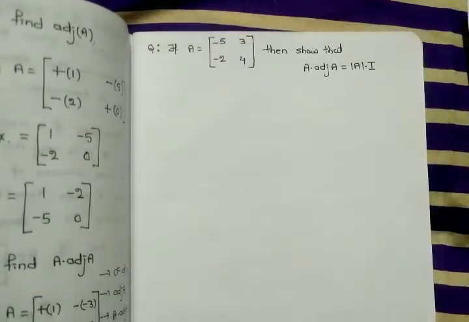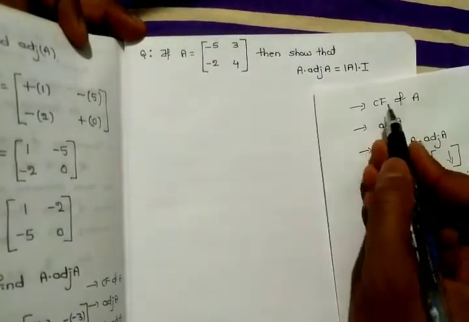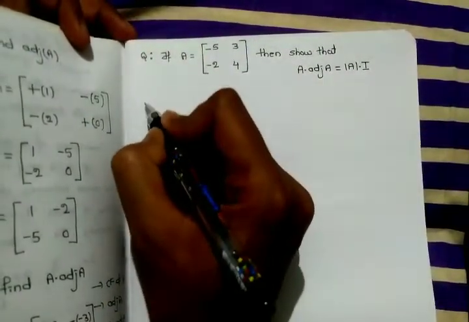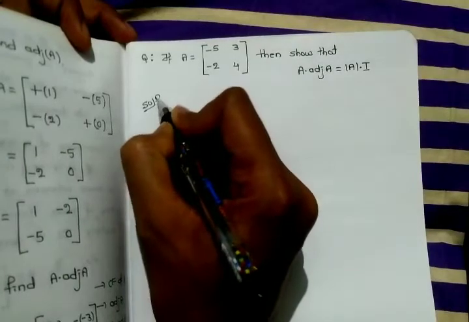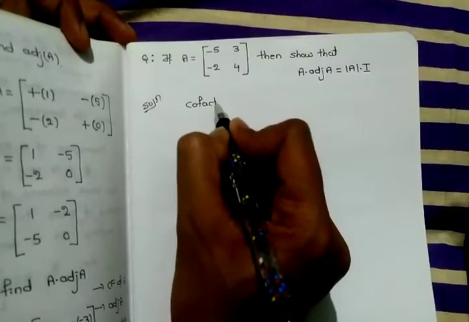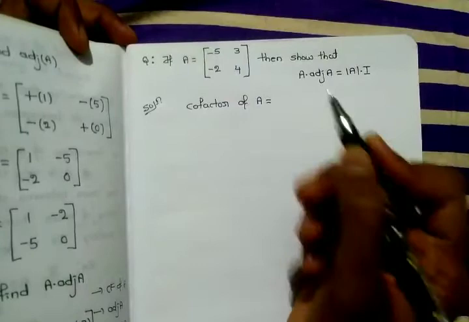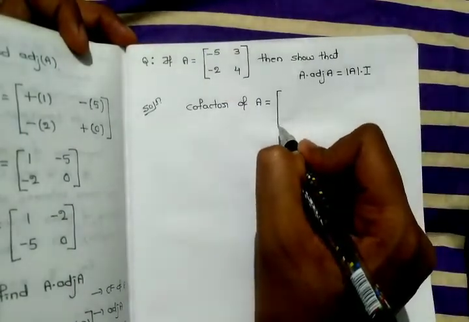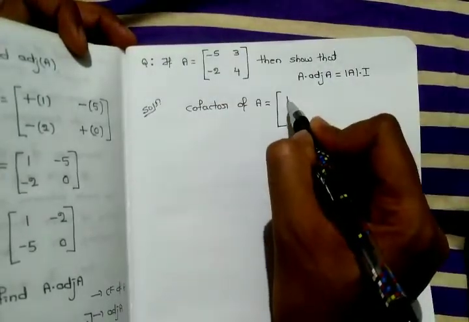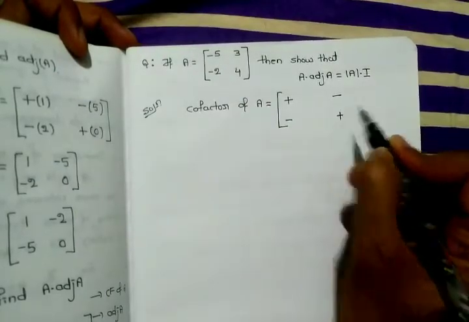So we'll do it now. First, the cofactor matrix. So first step is what? Find the cofactor of A. So first solution. First step, cofactor of which matrix? A matrix. So first you need to note down the sign rule for second order. So what is the sign rule? Plus, leave some space, minus, minus, then plus.